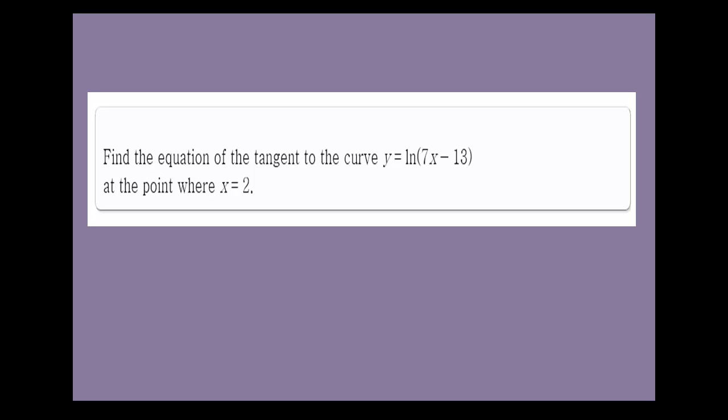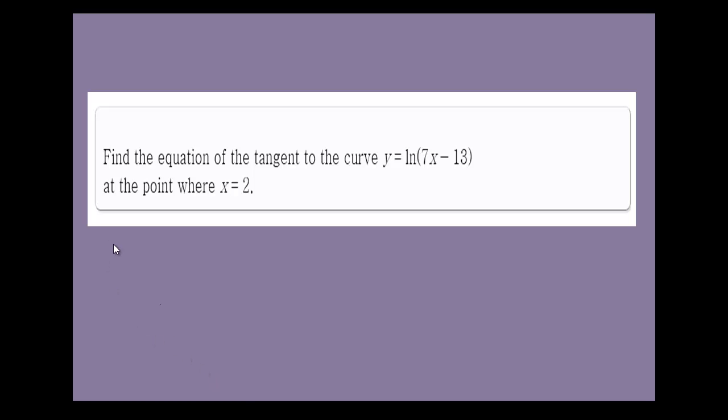So if you pause this presentation and have a go at the question that's on here, using the techniques that you've learned previously for differentiating using the chain rule and differentiating natural log functions. Okay, hopefully that was successful. I'll run through it quickly.